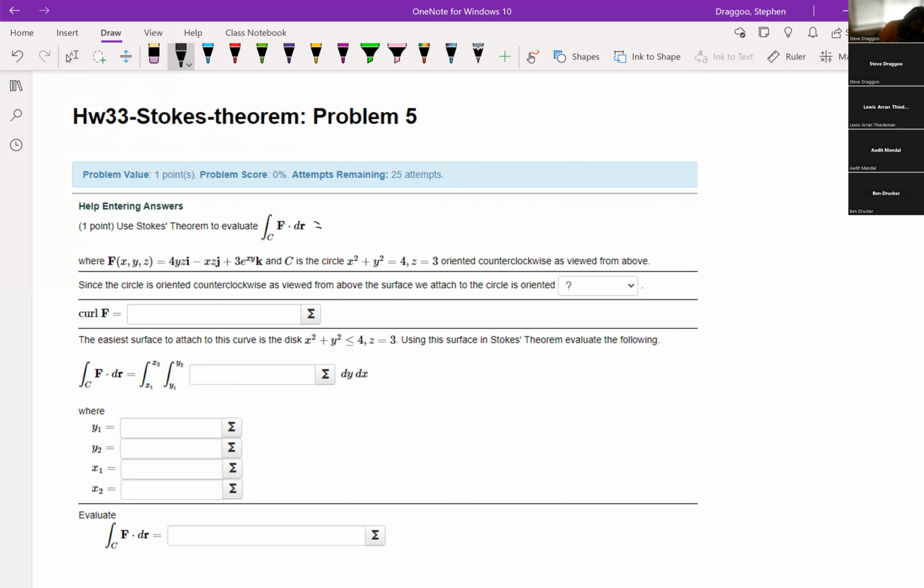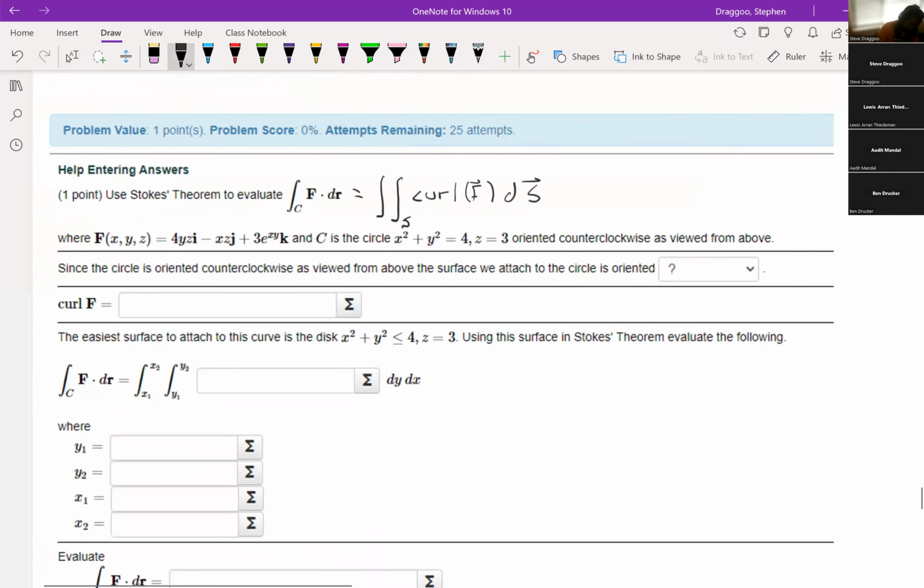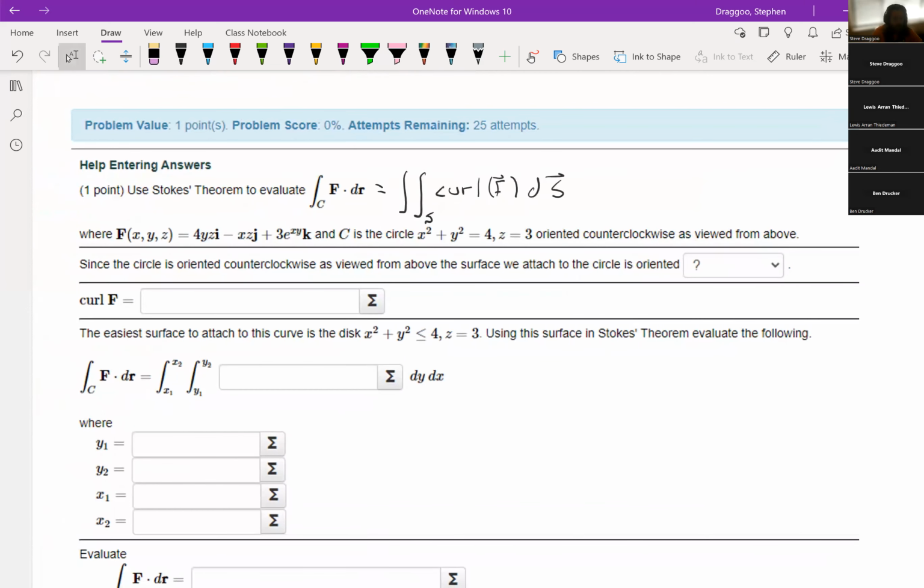So let's just write down what Stokes' theorem is again. Line integral along the curve is equal to the double integral of the curl of f across the region D, dS. Oh, this is actually a surface integral, so it should be surface S rather than region D, if we're still being pedantic about it, which it sounds like I am. So we're going to need the curl, and we're going to need a normal vector. So let's get it.